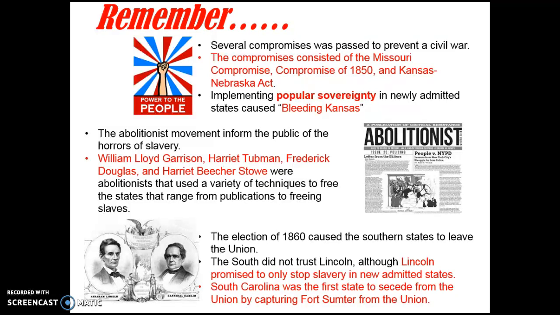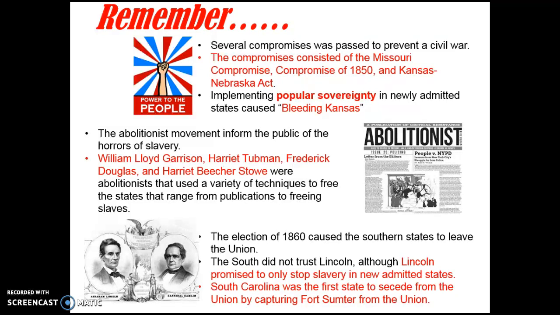They tried. Also during this time, they implemented popular sovereignty in newly admitted states, causing Bleeding Kansas, because pro-slavery and anti-slavery individuals would run into those states that were given popular sovereignty to try to get those states to vote the way they wanted, and they would end up fighting each other. And one of those was John Brown, who actually fought and died for abolition.